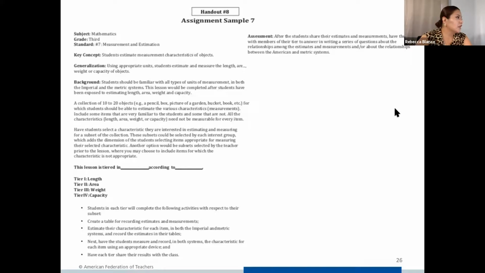Oh, here we go. Students estimate measurement characteristics of objects. So tier 1 is length, tier 2 is area, tier 3 is weight, and tier 4 is capacity. Okay, so let's take a look. It says students in each tier will complete the following activities with respect to their subset.